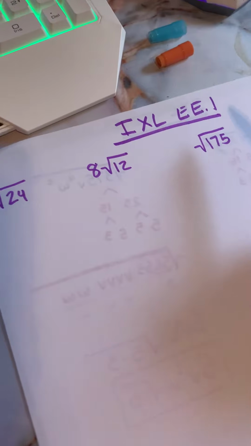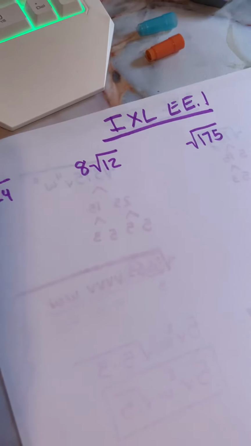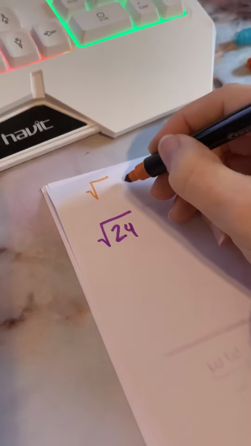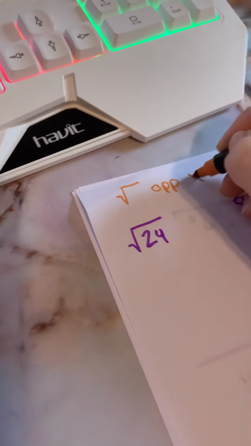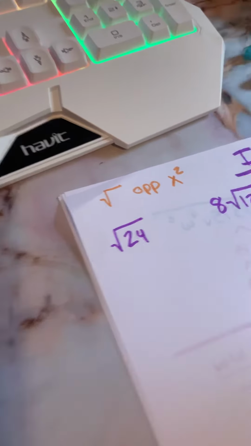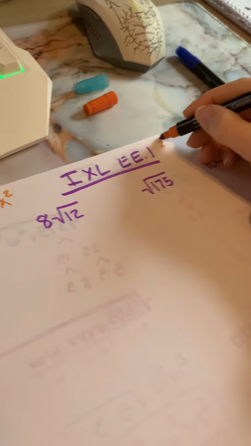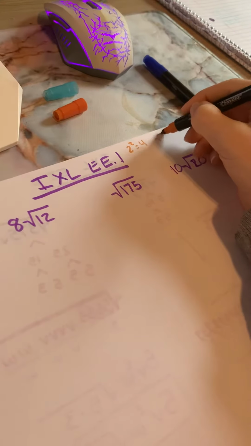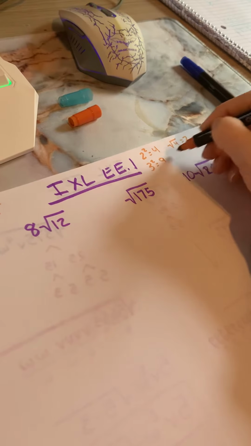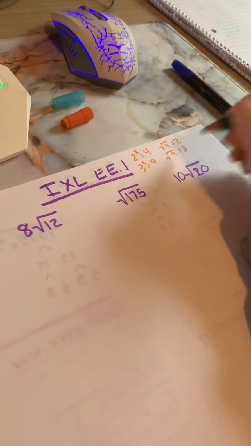Alright, we're going to work on IXL EE.1, simplifying radicals. To simplify a radical, just a reminder that a square root is the opposite of an exponent of 2. Because 2 squared is 4, the square root of 4 is 2. Because 3 squared is 9, the square root of 9 is 3.